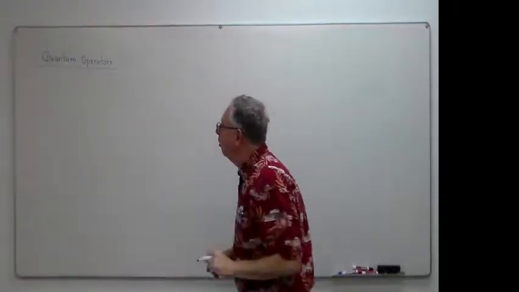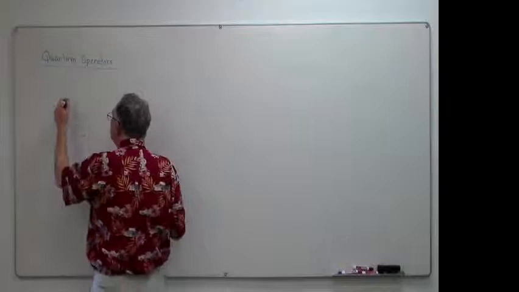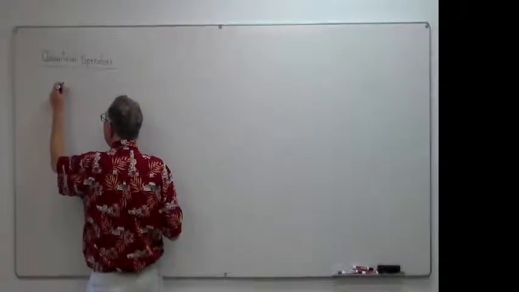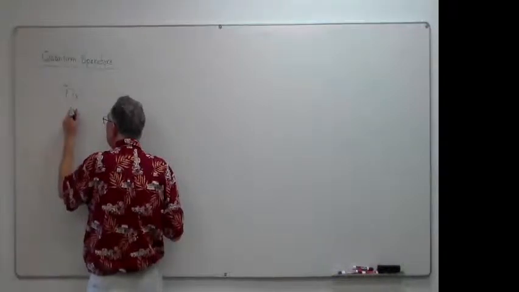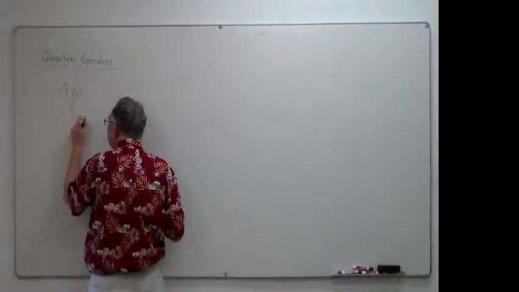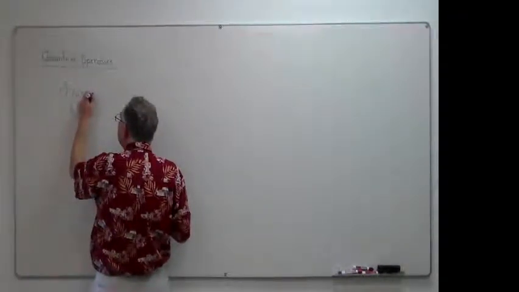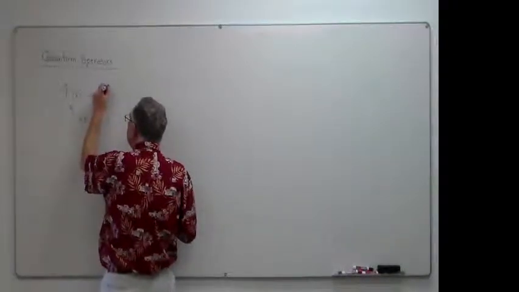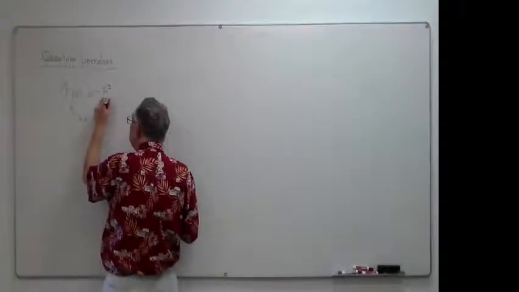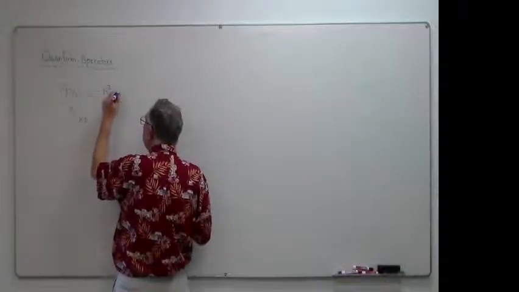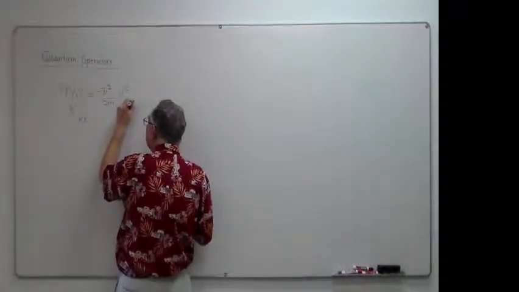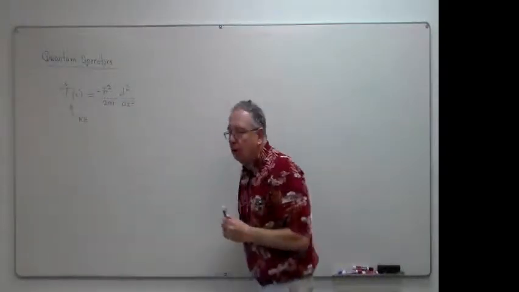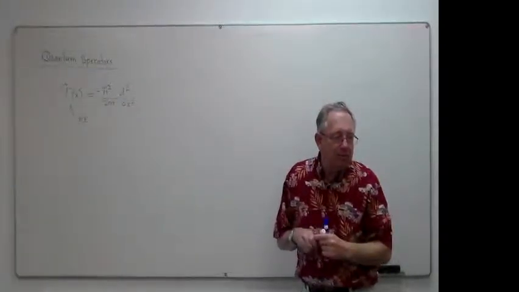Okay, let's talk about quantum operators. We already know that this is minus h bar squared over 2 times the mass of the particle, d squared dx squared. This is a curvature operator on the matter wave.